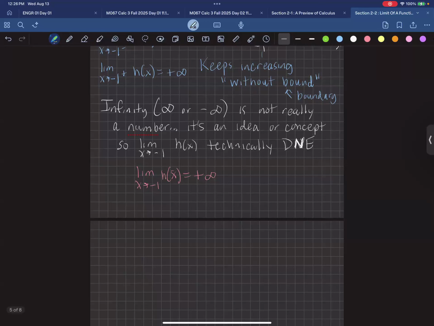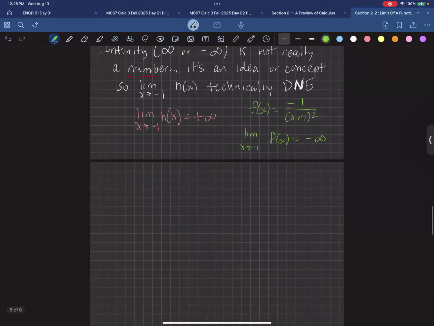If we had something like f of x equals -1 over x plus 1 squared, then this is all going to have negative values. And we're going to say the limit here is negative infinity because the negative sign affects it. I'll give you some rules in general for this type of thing in just a second. I do want to show something that happens differently though.